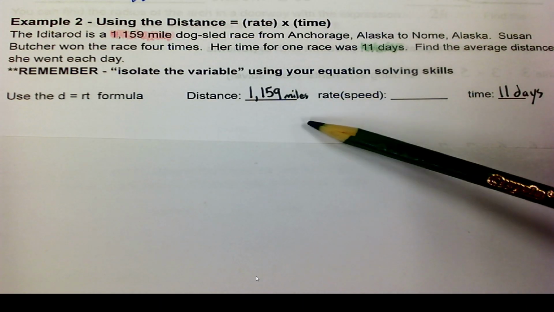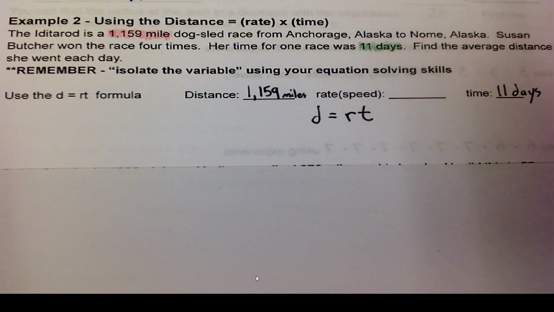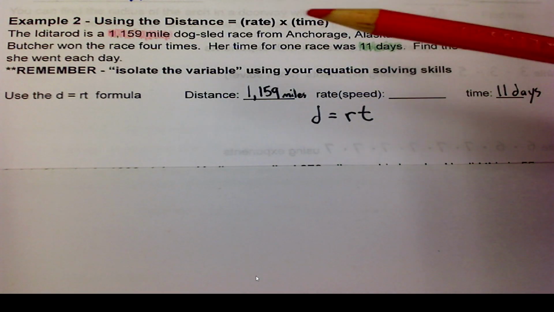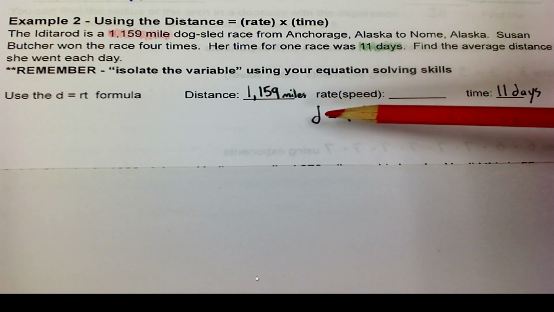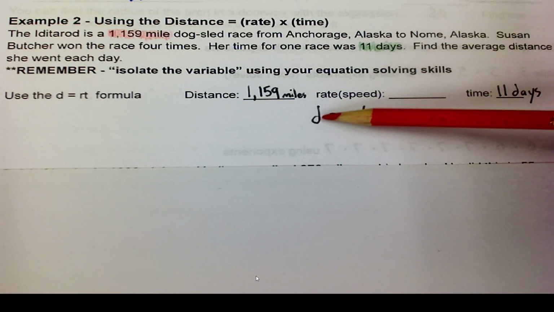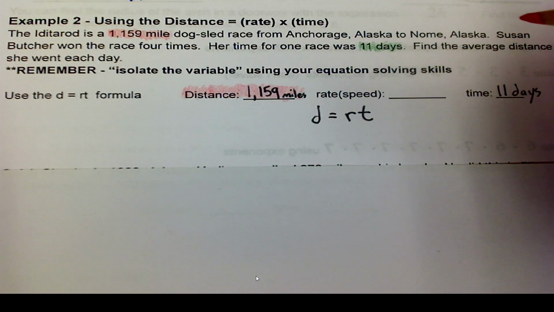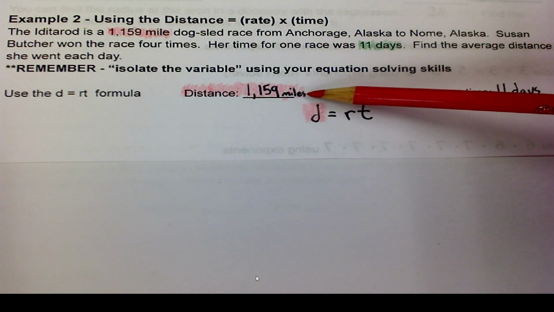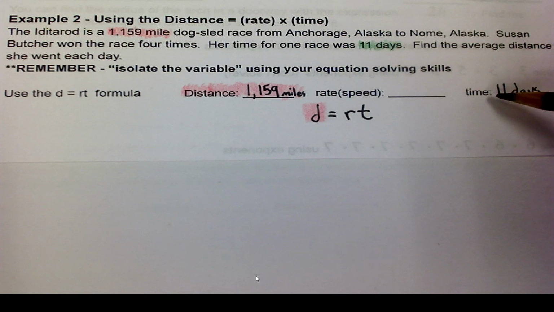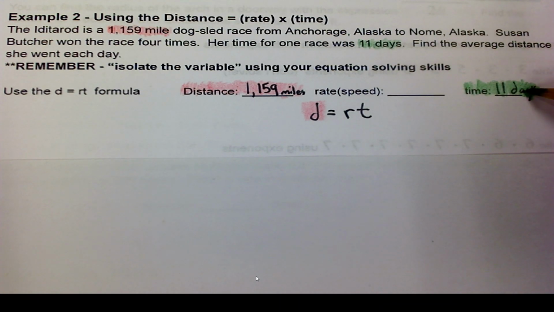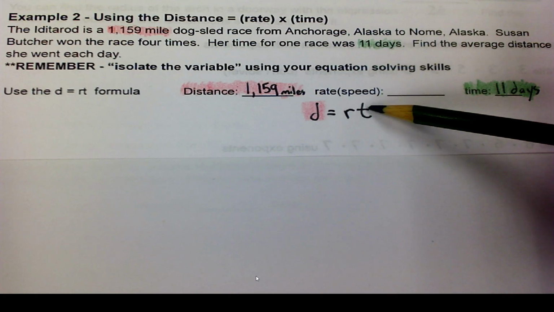So let's rewrite it a little bit bigger right here. Next, let's go and color coordinate here. Distance, let's put this in red, and then we'll match it up to a red D down here. Okay, so no problem. So it's definitely going to go there. What about 11 days? Well, that is time. So this 11 has to go in here.